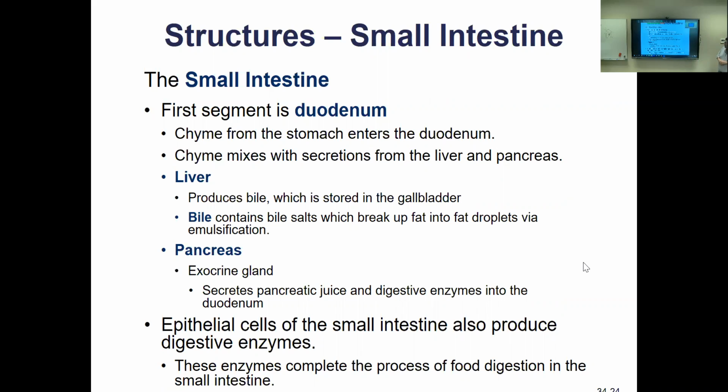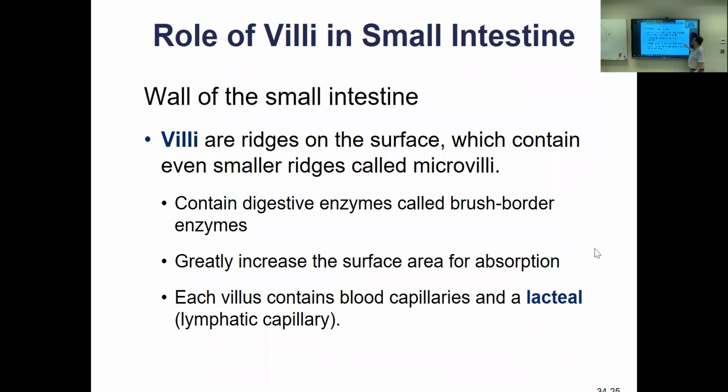So pancreatic juices are very important. You got to have them to function properly. As a matter of fact, one of the first signs of pancreatic cancer is that these hormones, enzymes, and this bicarbonate buffer are not produced. Okay, the epithelial lining cells produce these enzymes also, and so we complete digestion and we absorb these nutrients at the microvilli.